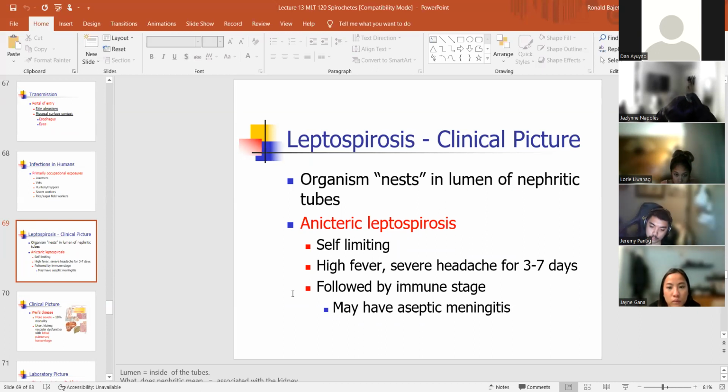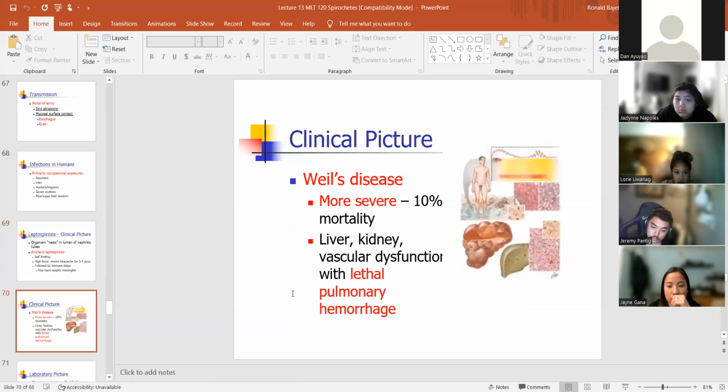So anicteric is not icteric and no jaundice. So if you have the anicteric leptospirosis, it's self-limiting, meaning that you'll be infected, but the disease will go away. You have high fever, headache for about a week, and it's followed by an immune stage and may have aseptic meningitis. On the other hand, Weil's disease, that's the icteric leptospirosis. It's more severe with 10% mortality. And it affects the liver, kidney, vascular dysfunction with lethal pulmonary hemorrhage.